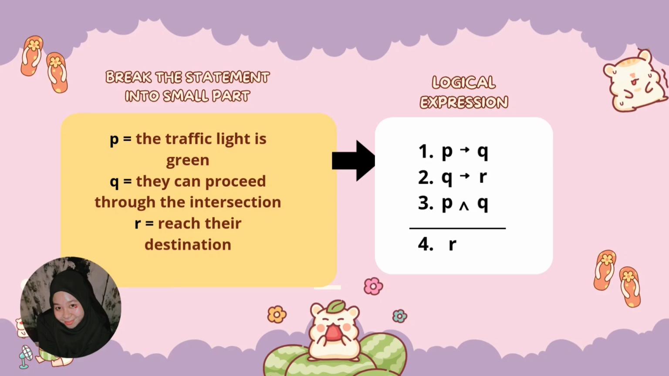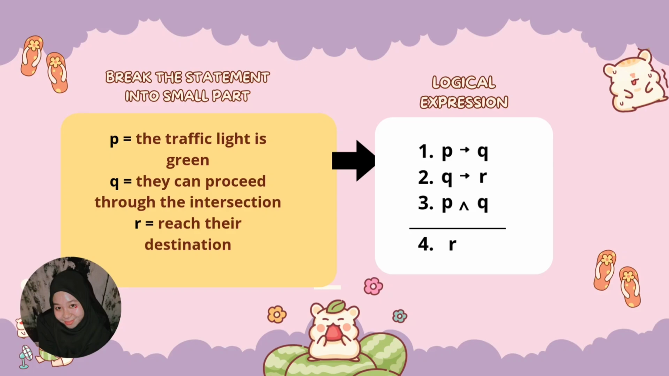By breaking this into smaller parts, we can understand the relationship between the different statements. Next, we express this relationship using logic. Number 1. P implies Q. If the traffic light is green, they can proceed through the intersection. Number 2. Q implies R. If they can proceed through the intersection, they will reach their destination. Number 3. P and Q. This represents the condition where the light is green and they proceed through the intersection simultaneously. Number 4. R. This is the ultimate result. They can reach their destination.